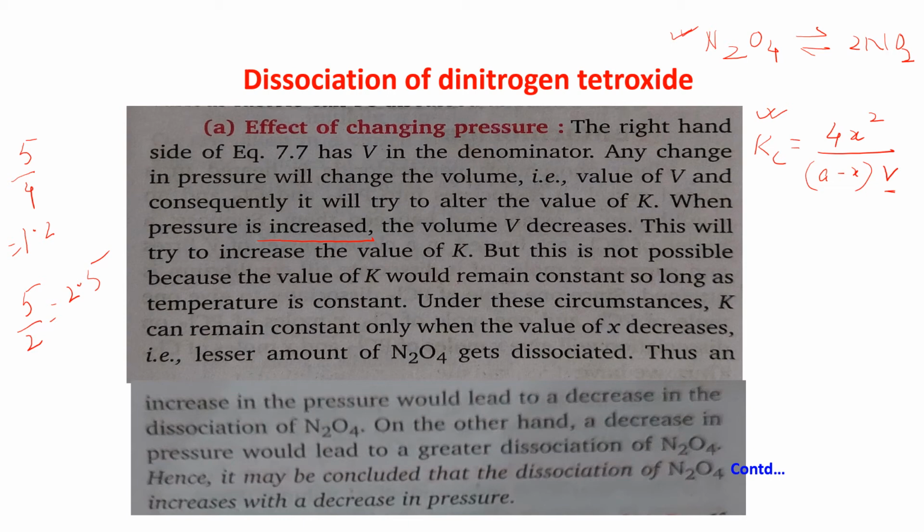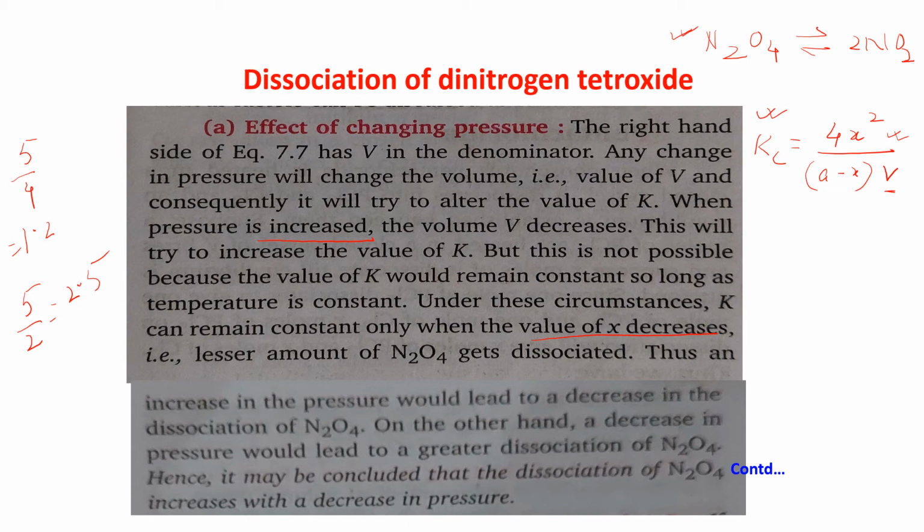It will remain constant as long as the temperature is constant. Here I am changing only the pressure. I am not changing the temperature. I am increasing the pressure, so the value of V is decreasing. If I am increasing the pressure, the volume decreases. The value of volume decreasing means this tries to increase the value of Kc. Clear? But Kc will not change. Under these circumstances, Kc can remain constant. How? Only when the value of X decreases.